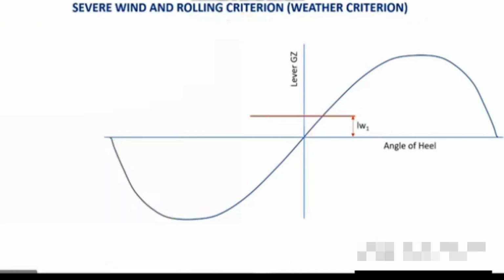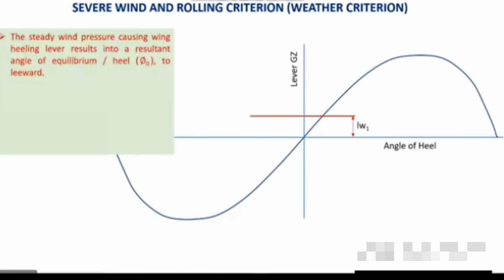Now, this LW1 causes the vessel to heel, and you know how to find that angle. That angle in this topic is named phi 0. So the steady wind pressure causing the wind heeling lever LW1 results in a resultant angle of heel phi 0, to the leeward side. So this angle, I'm sure you'll agree, is phi 0. Yes or no, guys? Correct?